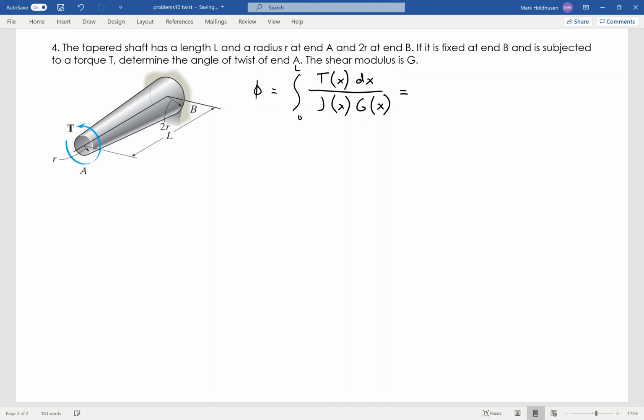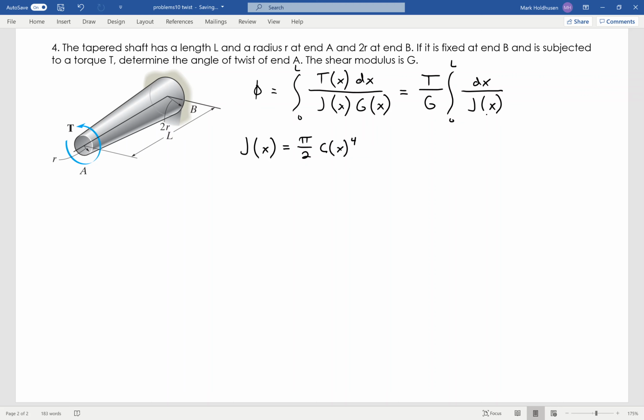So let me rewrite this, pulling out my constant pieces. I pull out T and G like so, integral from 0 to L, and that's dx all over J as a function of x. So that's really what I need to find: what is J as a function of x. Well, we know the polar moment of inertia is pi over 2 times the radius to the fourth, and the radius is what actually changes. So that radius is a function of x. Now the question becomes, what is the radius as a function of x?